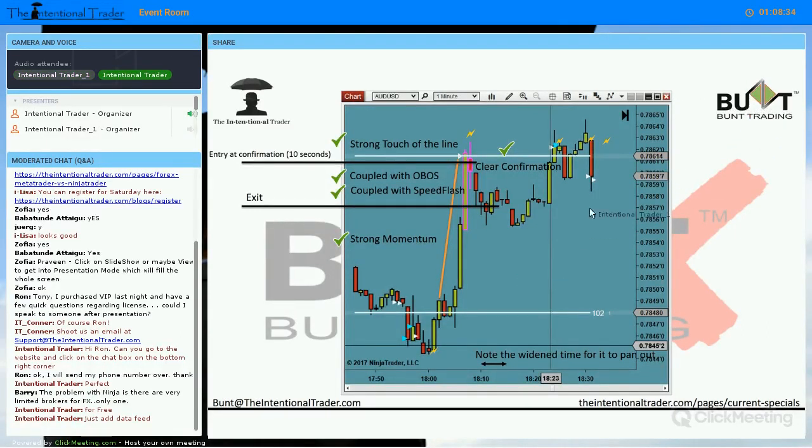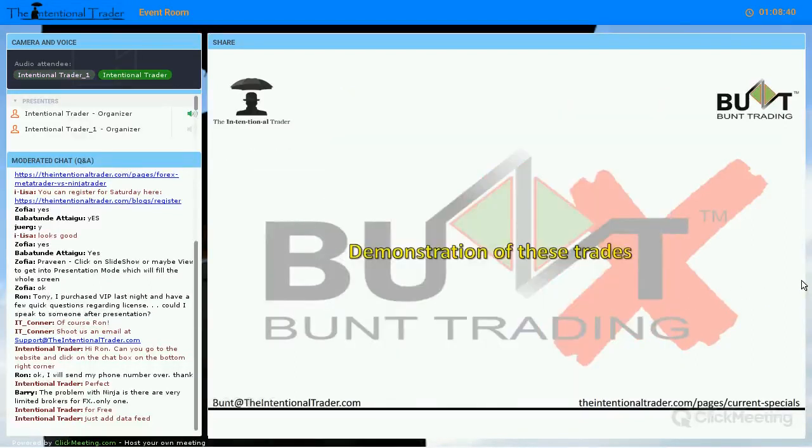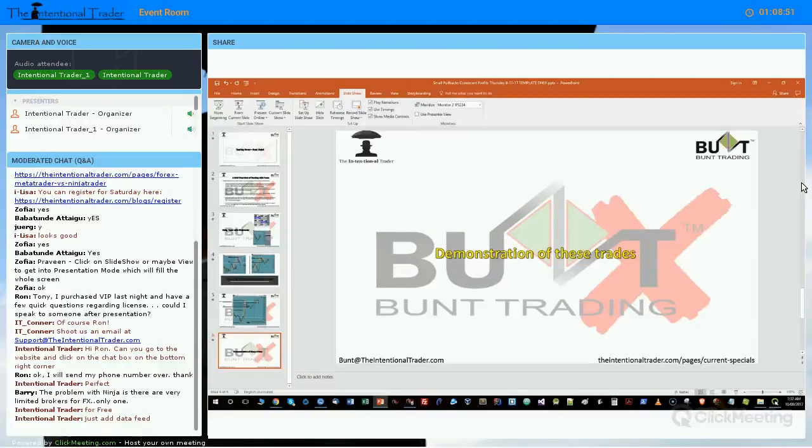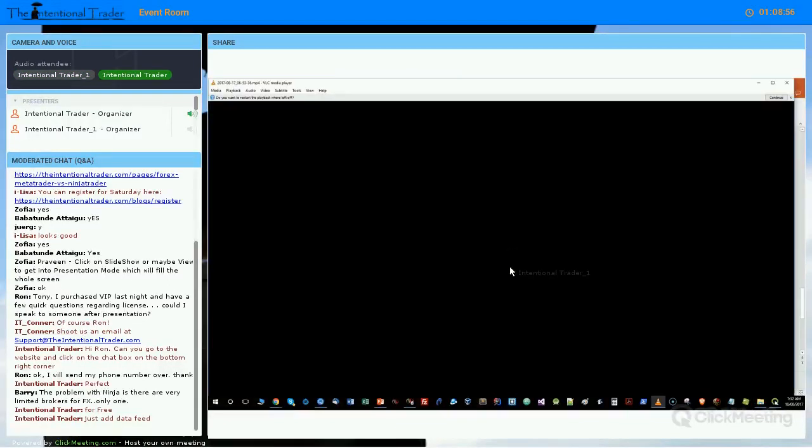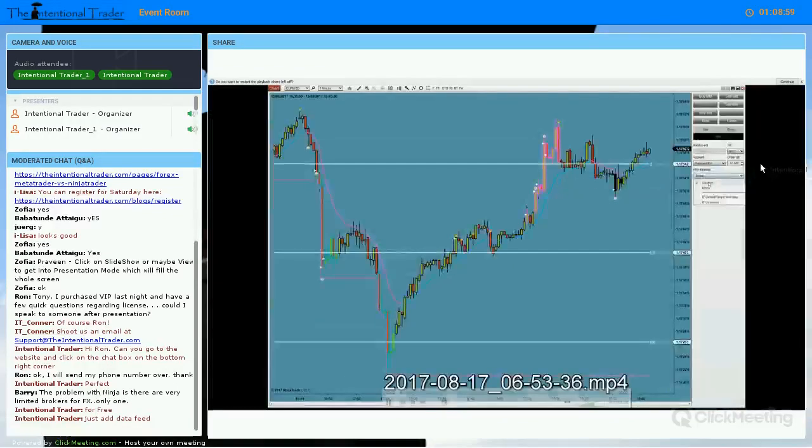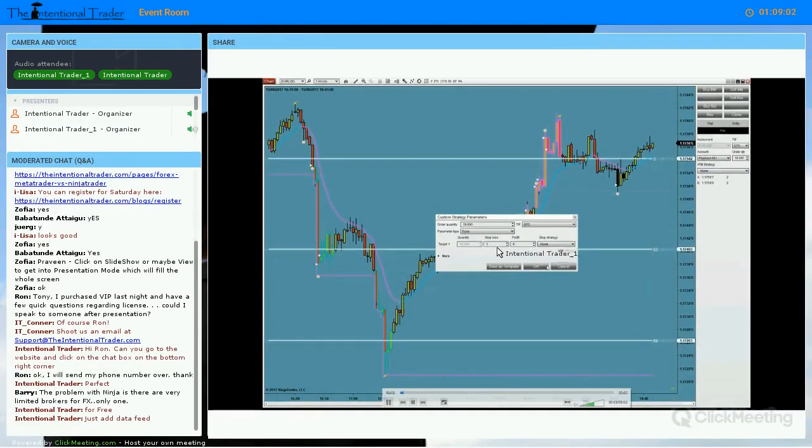Okay, now let's get to the demonstration of one of these trades and how to actually see how these trades pan out in the future. Okay, so let me get that video up for you guys. Right now what we're doing here is adding the ATM strategy. I'm adding the stop loss, which is 7. We're adding the profit target, which is 6.